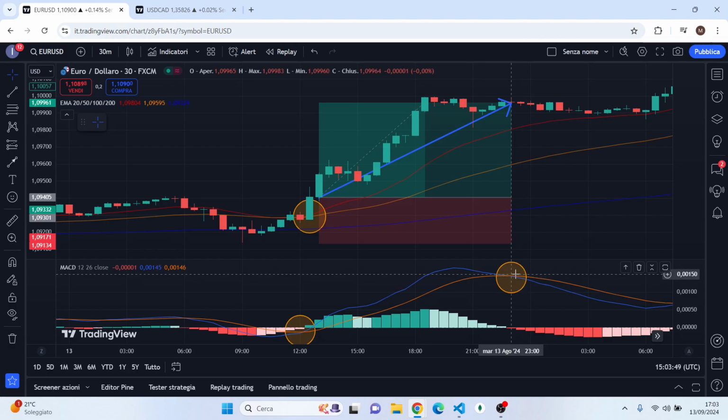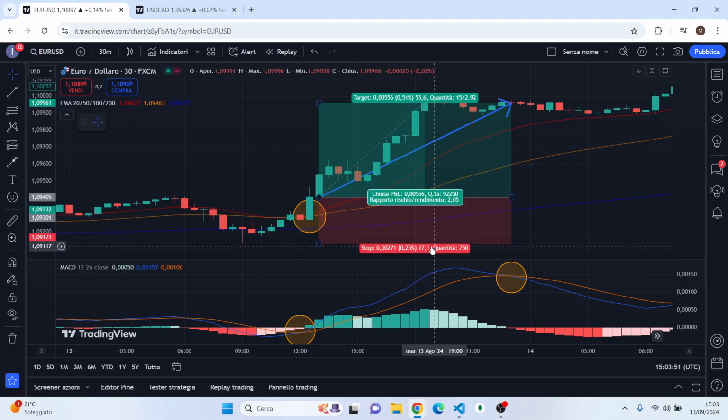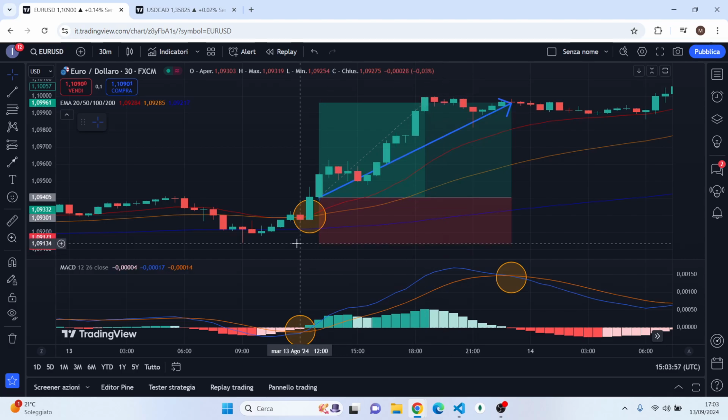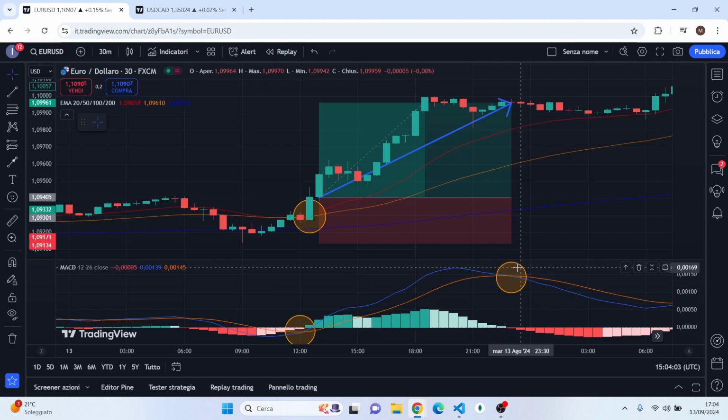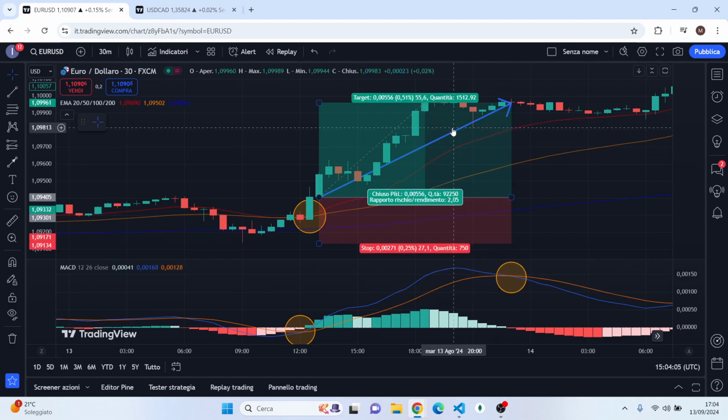And the other criteria it told is that you have to set a fixed stop loss to the last swing low. In this case, it was here, as you can see. And so the trade was closed here because we have the cross. So, as you can see, this one was a successful trade.